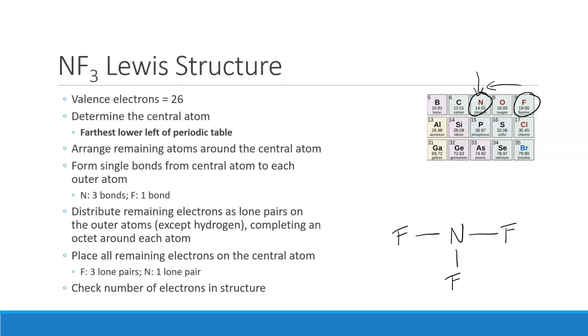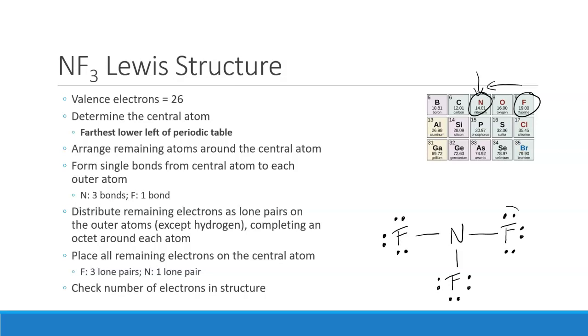Now, we want to distribute the remaining electrons as lone pairs around the outer atoms first. So we're going to start with those fluorines, and remember that fluorines should have 3 lone pairs. So I'm going to add 3 pairs of 2 electrons around each fluorine. Then place any remaining electrons on the central atom. It may be a good time to stop and check how many electrons you've used up, to see if you have any left to put on that central atom. Hopefully we have 2 electrons left to put on that nitrogen, but let's count them up.